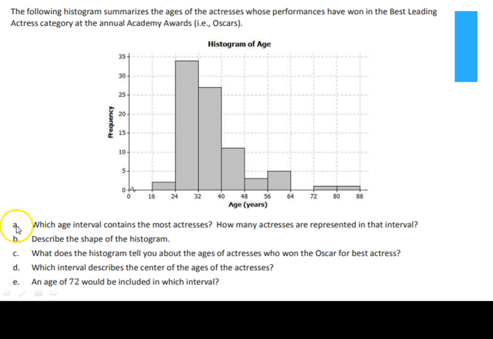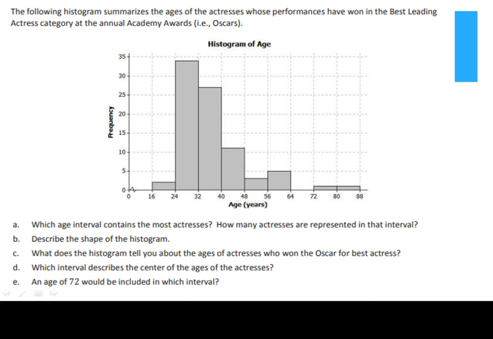Answering these questions, go ahead and write the letters A, B, C, D, and E into your notebooks and answer these questions. Which age interval contains the most actresses? How many actresses are represented in that interval? Describe the shape of the histogram. What does the histogram tell you about the ages of actresses who won the Oscar for Best Actress? Which interval describes the center of the ages of the actresses? And E, an age of 72 would be included in which interval? Pause the video now to answer these 5 questions and resume the video once you've finished.